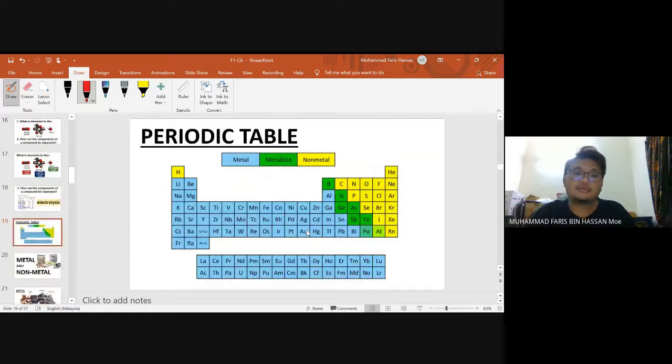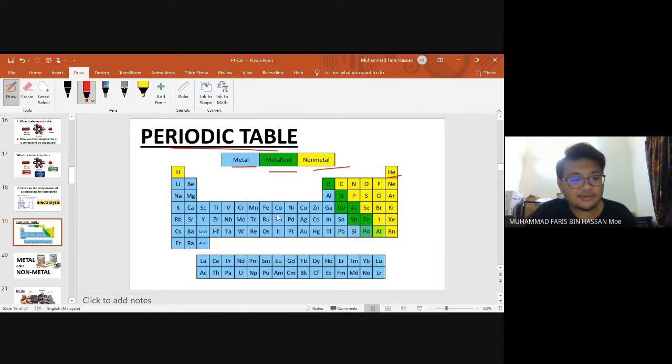In the previous topic also, we already learned about the periodic table. So this is the periodic table. We have 3 different types of elements in the periodic table, which are metal, metalloids, and non-metal. Metal in Bahasa is logam, metalloids is separuh logam, and non-metal is bukan logam. As you can see in this periodic table, all those elements are put there, and they use a symbol, such as Li for lithium, H for hydrogen, and He for helium. C is chlorine. This is the periodic table.